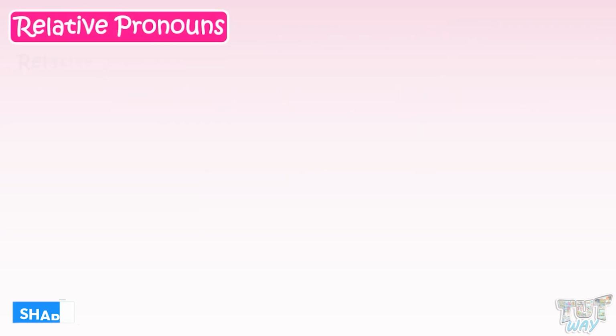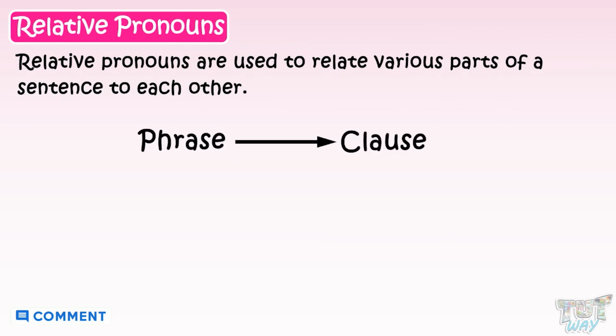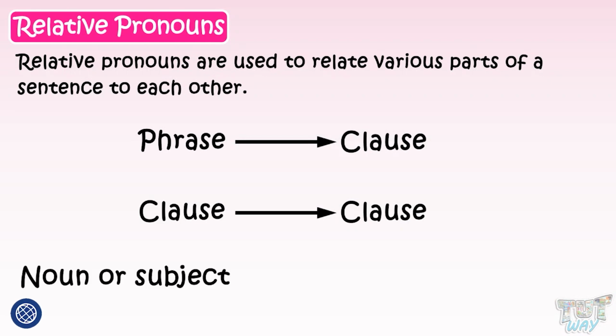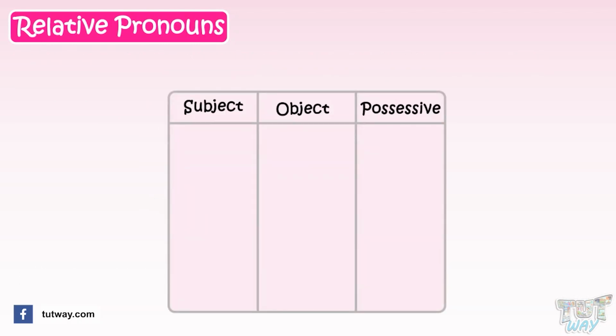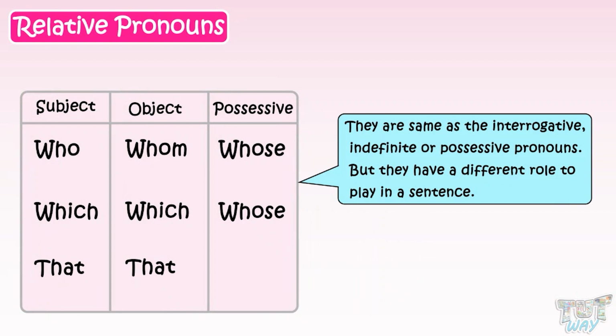Relative pronouns. Relative pronouns are used to relate various parts of the sentence to each other. A phrase to a clause, a noun or subject to a clause, etc. These are some of the relative pronouns: who, whom, whose, which, that. They are same as the interrogative, indefinite, or possessive pronouns, but they have a different role to play in a sentence. Let's understand with the help of an example.